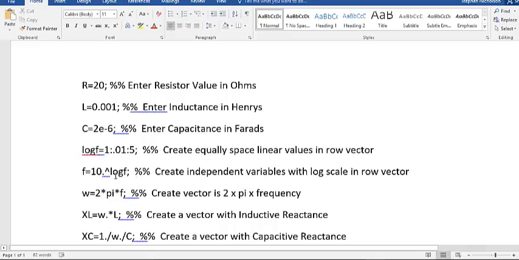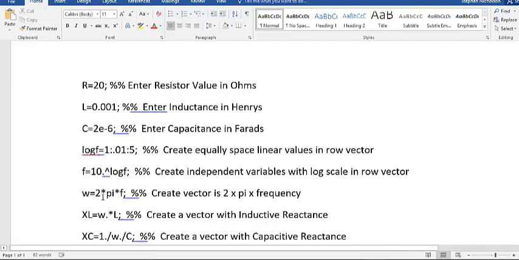Okay, the next thing is this says take this number and make it the power of 10. So I'll start off with 10 to the first power. So I'm going to start off with a frequency of 10 hertz. So this is now converting those equally incremented values into logarithmically incremented values. It starts off at 10 to the first power, which is 10, and it goes all the way up to 10 to the fifth power, which is 100,000. So it's a way of generating frequencies between 10 and 100,000, but not equally incremented, but logarithmically.